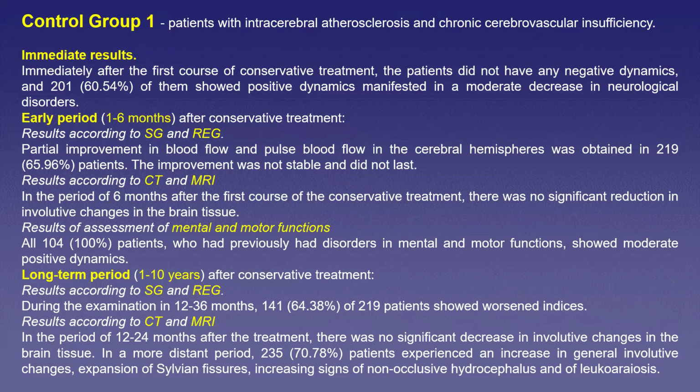During the early period, which is 1 to 6 months after this conservative treatment, according to SG and REG results, partial improvement in blood flow and pulse blood flow in the cerebral hemispheres was obtained in 65.9% of patients. The improvement was not stable and did not last. According to CT and MRI, in the period of 6 months after the first course of the conservative treatment, there was no significant reduction in involutive changes in the brain tissue. Results of assessment of mental and motor functions showed that all 100% of patients who had previously had disorders in mental and motor functions showed moderate positive dynamics.